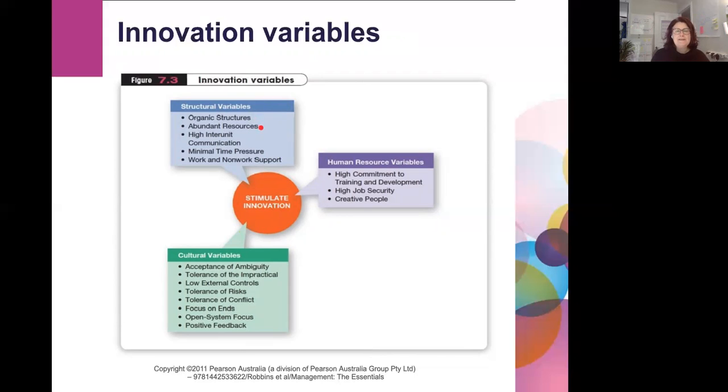Abundant resources: this is everything from time, money, people, physical resources, intellectual resources, all these kinds of things. When they're in abundance, we have a greater innovation capacity. Although there is a newer term, I've got a friend doing her PhD on it, called frugal innovation, which is particularly based in developing countries, and it looks at people who have low resources and are able to create innovative ideas from having limited resources.